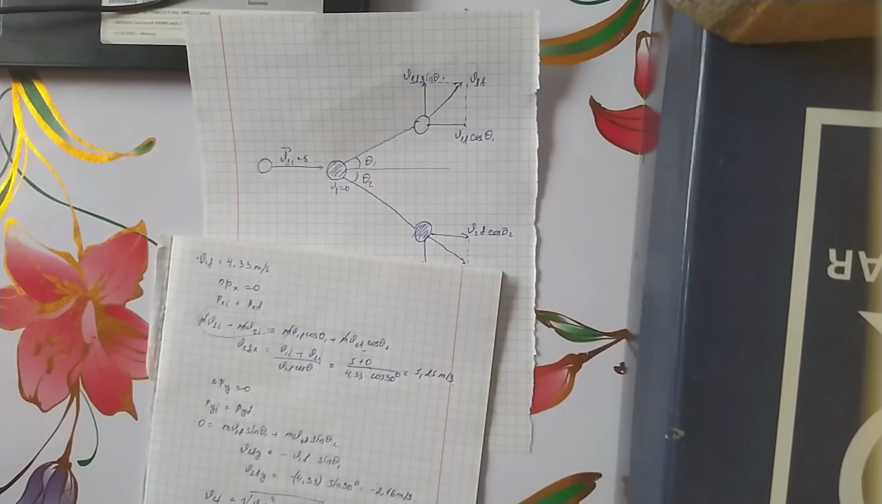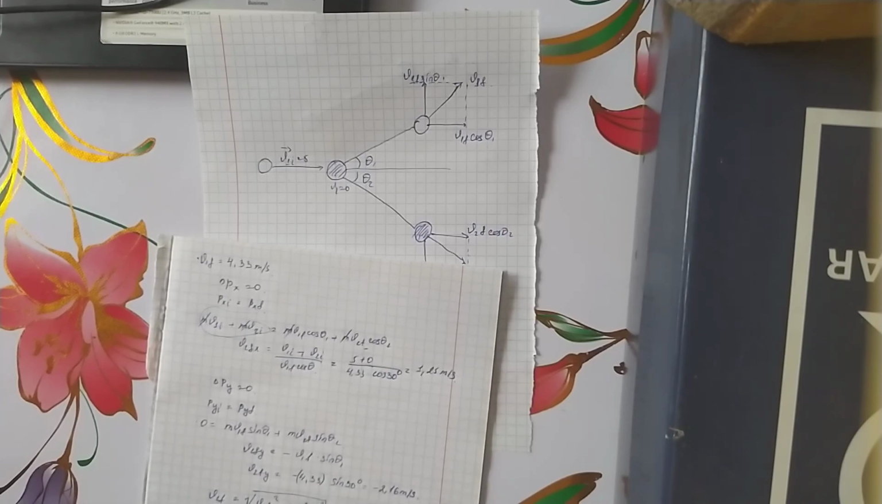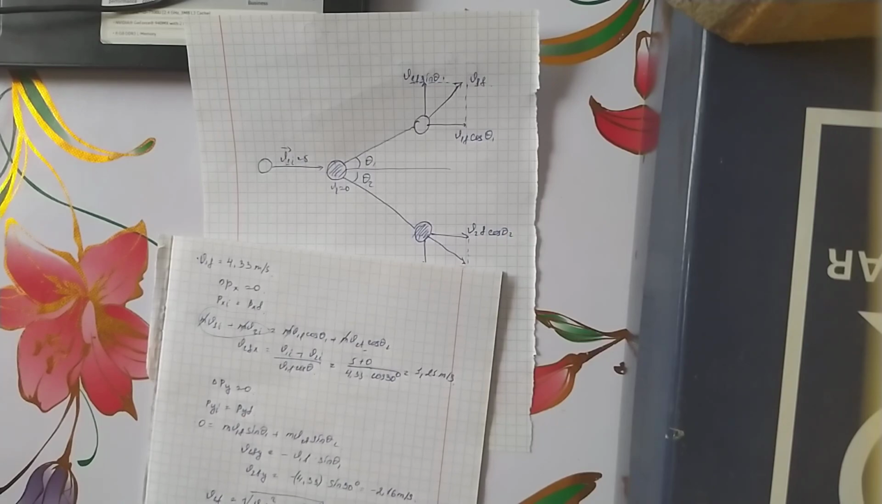Note that it is about 360 degrees because the final velocity of the struck ball lies in the fourth quadrant. So the answer to this question is v2 final equals 2.5 meters per second at theta 2 equal to 300 degrees. That answers this question.